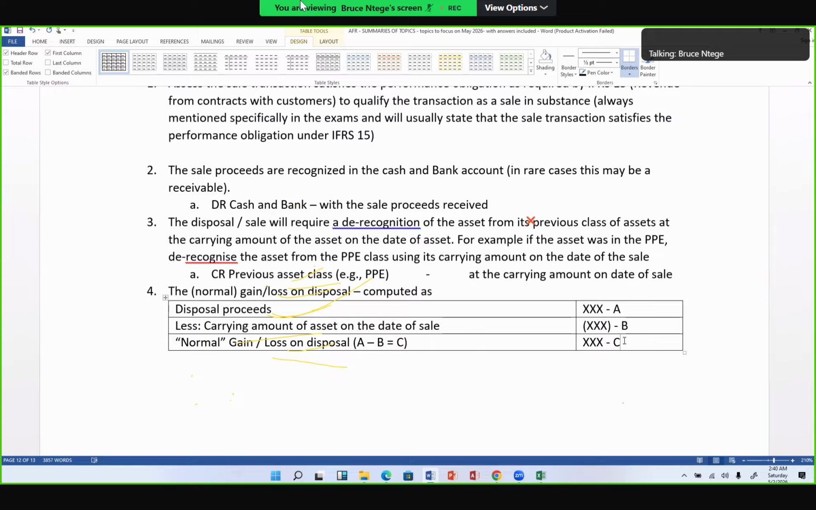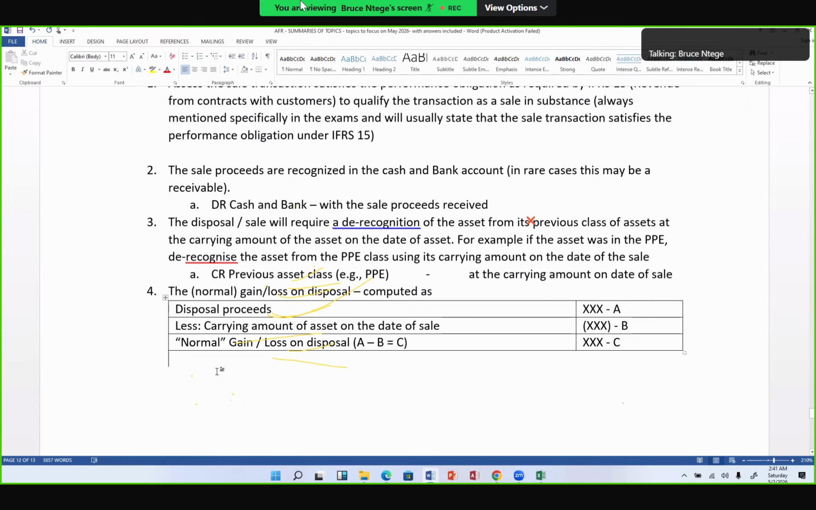Now I'm going to use that figure. Remember that I'm still in the fourth principle. I will use that figure to assess the real gain or loss that I'm going to take to P and L. So I'll come in here and say, please note that the actual gain or loss on disposal is further adjusted or revised from the normal gain or loss computed above.